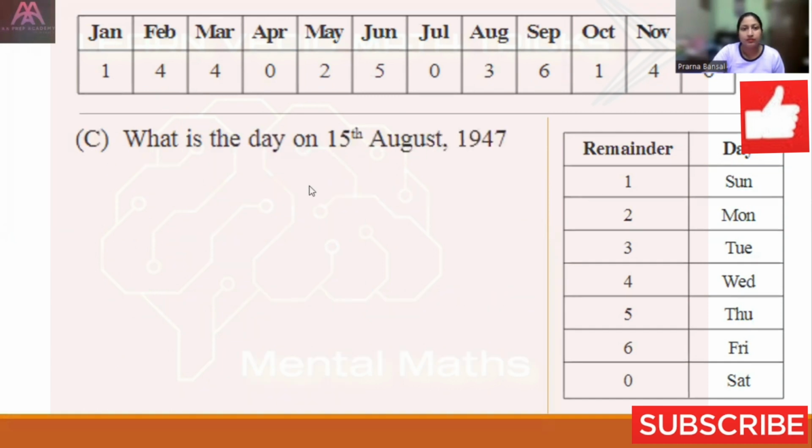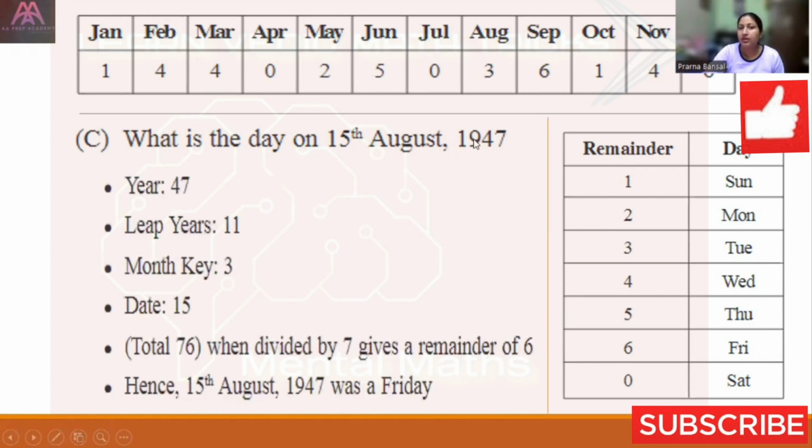Let's do one more example. व्हाट इज द डे ऑन 15th अगस्त 1947? हमने क्या देखा? 1947। ईयर क्या है हमारा? 47। सबसे पहले हमने लिया 47। लीप ईयर्स कितने होंगे हमारे पास? 11। 47 डिवाइड बाय 4, क्वोशंट विल बी 11। मंथ की फॉर अगस्त इज 3, right? 3 here. What is date given? 15. Add all these 4.